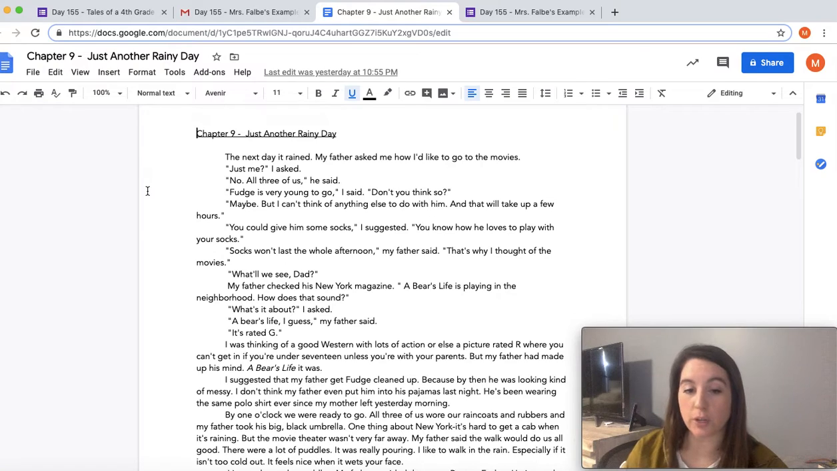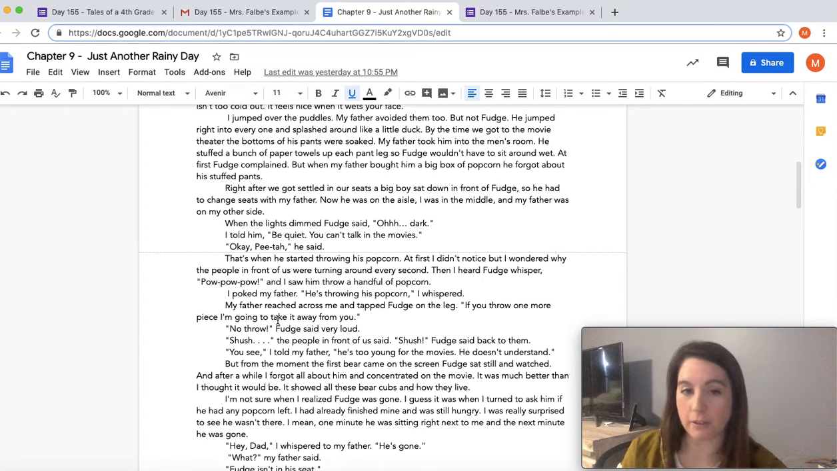One thing about New York, it's hard to get a cab when it's raining. But the movie theater wasn't very far. My father said the walk would do us all good. There were a lot of puddles. It was really pouring. I like to walk in the rain, especially if it isn't too cold out. It feels nice when it wets your face.